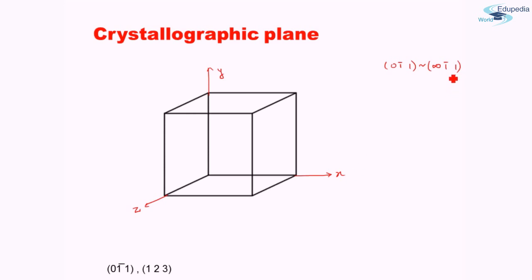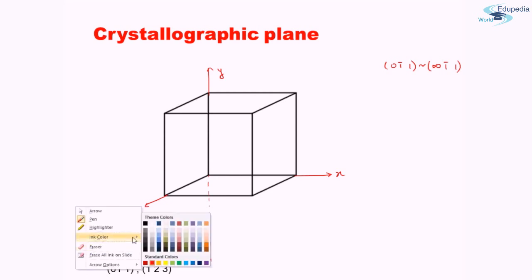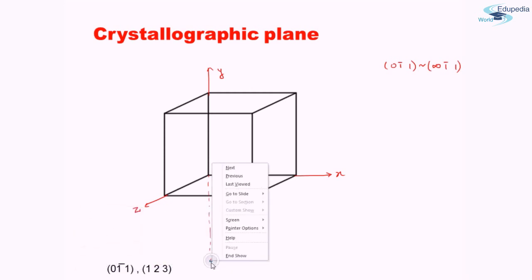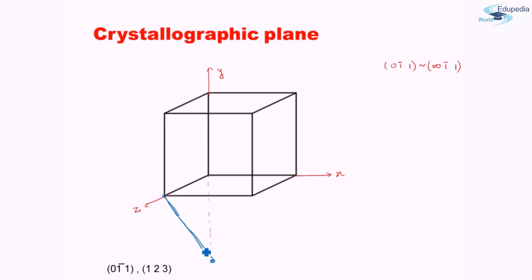Then we go -1 unit in the y-axis. If we extrapolate this to another cube, the -1 unit will be somewhere around here, right? And the z-axis we cut at 1 unit, right? So the plane should be something like this, right? But it should also be parallel to the x-axis, isn't it?